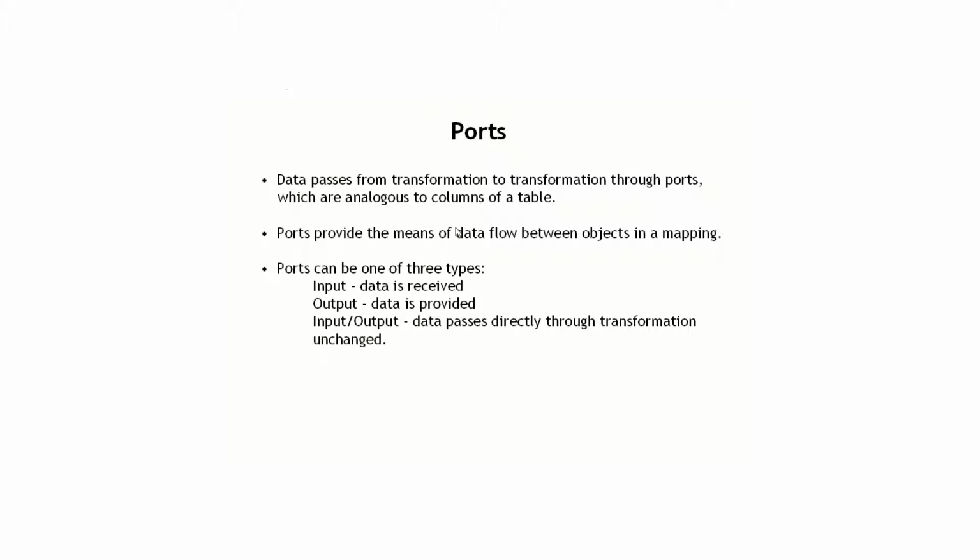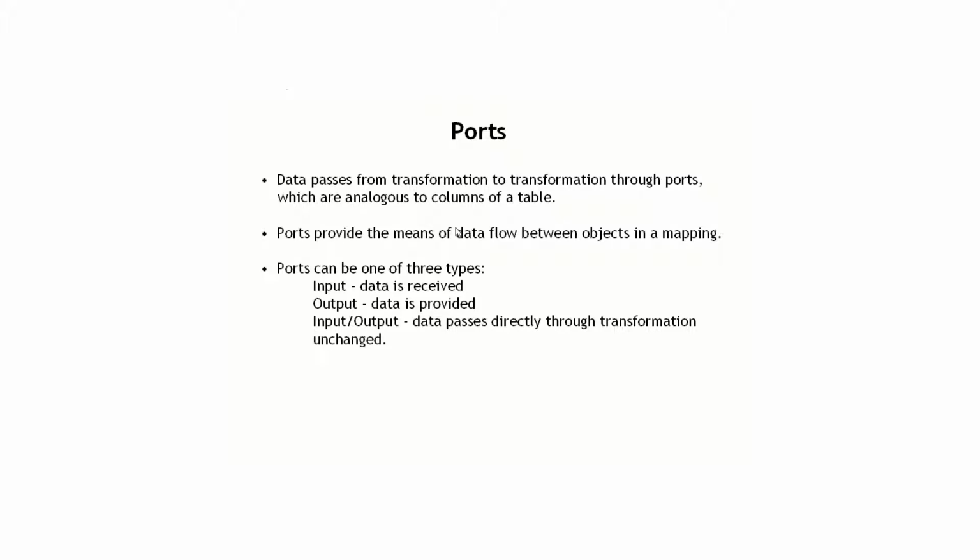So, data passes through a transformation via ports, like fields. As I said, data coming in, data received, is input. Data going out, data provided to the next transformation or to a target, is called an output port. If data comes in and goes out unchanged, passing directly through the transformation in that particular port, then it is called an input-output port.